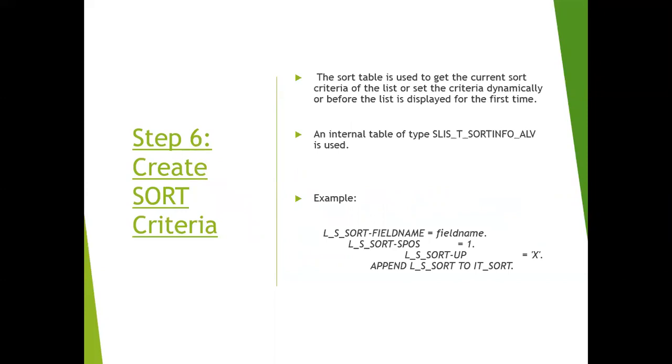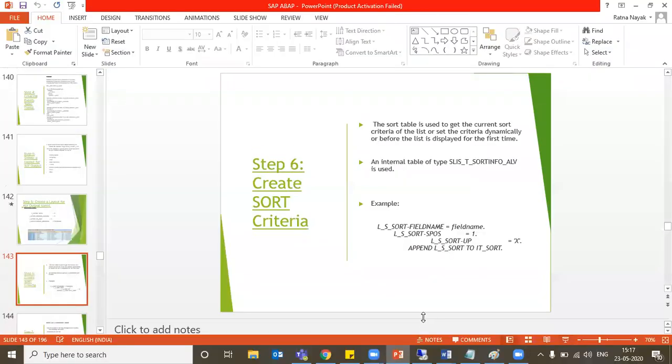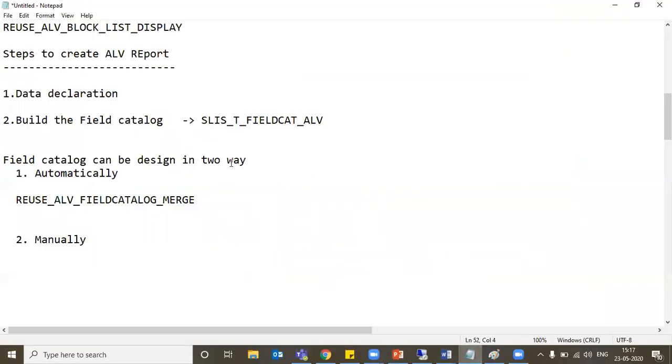This is to sort the data. If you want to sort by default, then you have to use something called T_SORT_INFO.